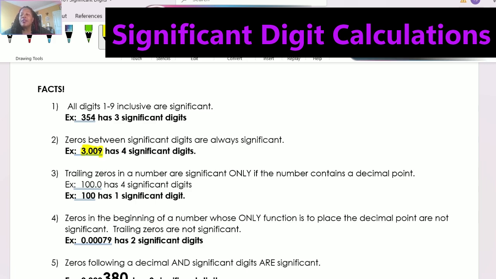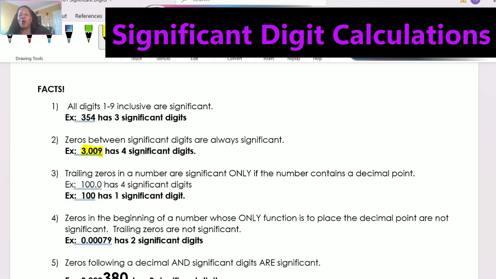Now, trailing zeros in a number are significant only if the number contains a decimal point. So again, the decimal point is like a ring. It makes everything of value. It brings significance to it, okay? Even though people still do what they do in the relationship, I'm just simply saying the ring signifies value.